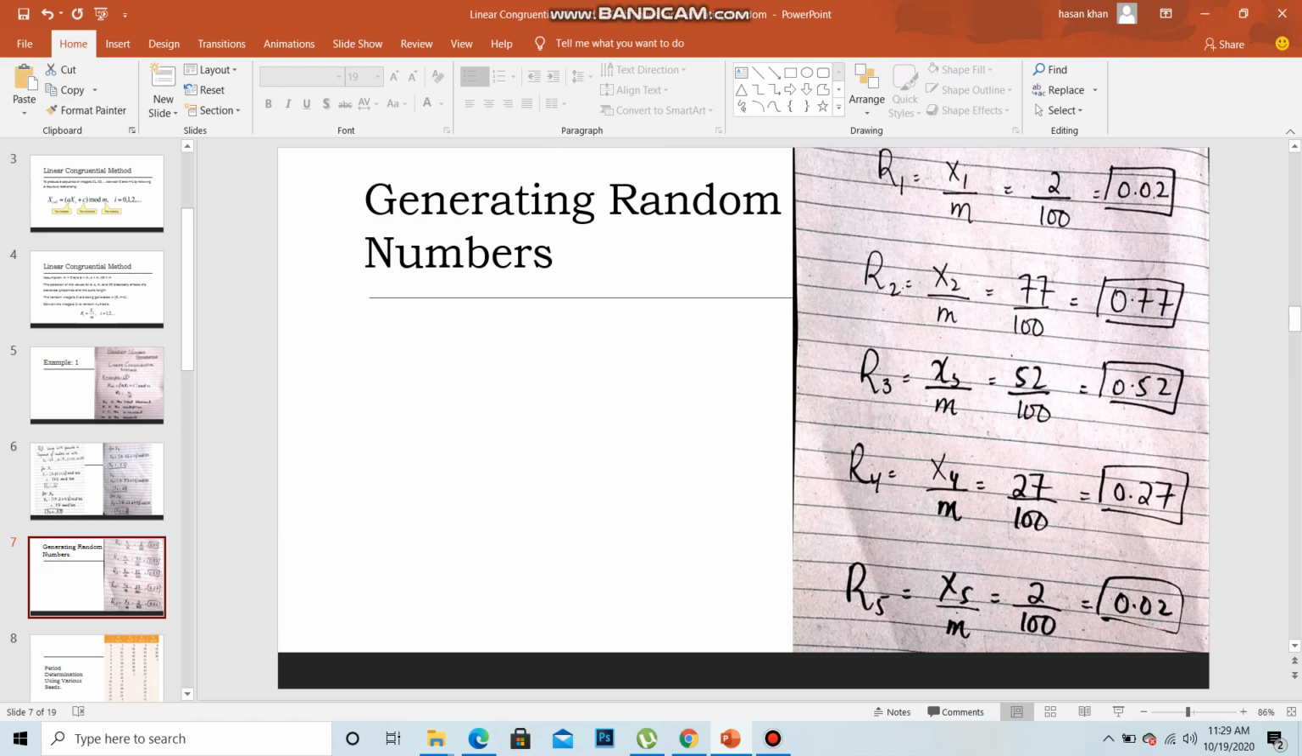Now for r2, x2 was 77, so 77 upon 100 is 0.77. r3 is equal to x3 upon m, 52 upon 100, 0.52. And for r4, x4 is 27, so 27 upon 100, 0.27. And r5 is equal to 2 upon 100, 0.02. So this is how we generate random numbers from the random integer values.